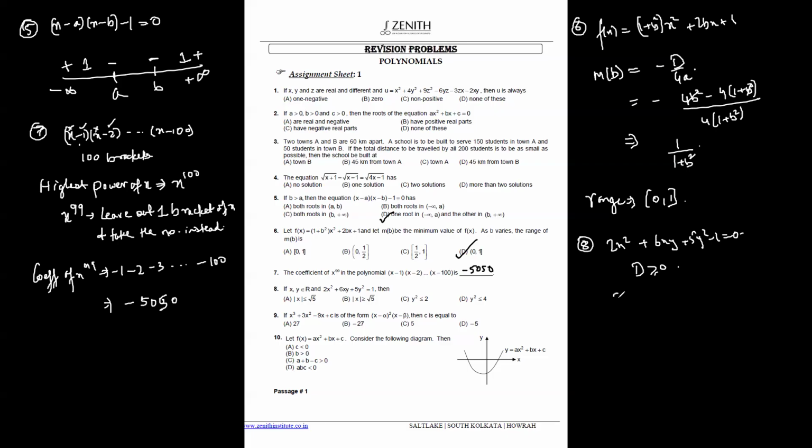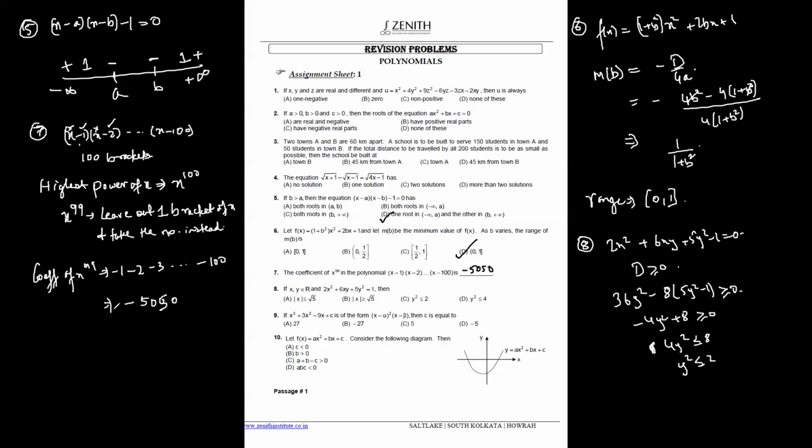So what will the D of this be? 36y square minus 4 times 2 times (5y square minus 1). This must be greater than or equal to 0. So simplify it. What does this become? 4 times 8 is 32, 8 times 5 is 40. So minus 4y square plus 8 is greater than or equal to 0. And this would be 4y square is less than or equal to 8, y square is less than or equal to 2.